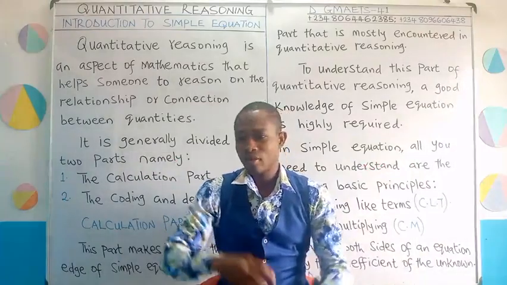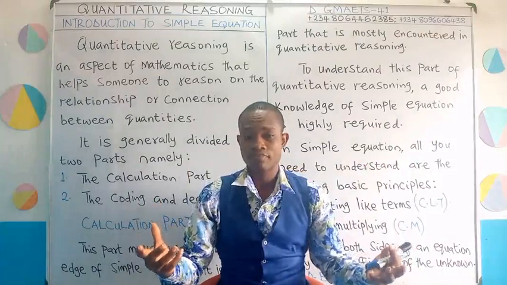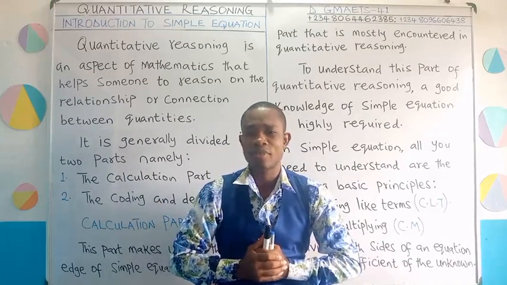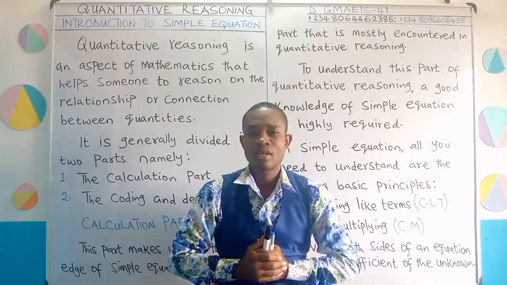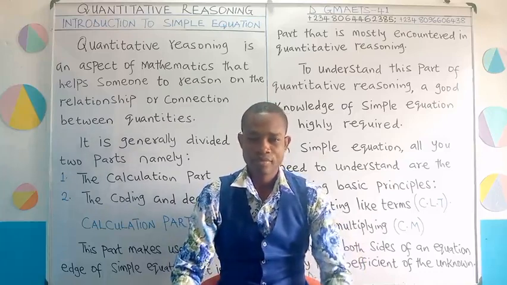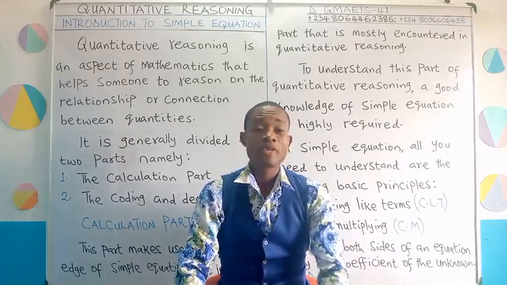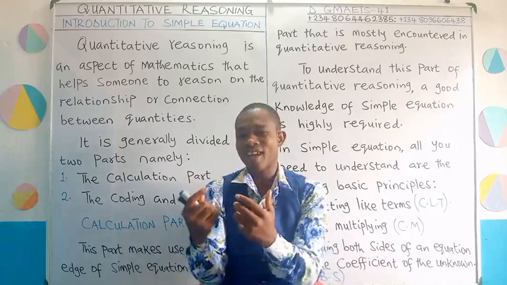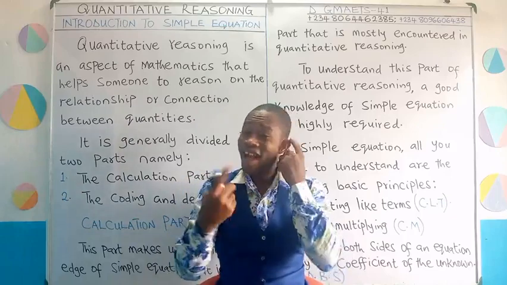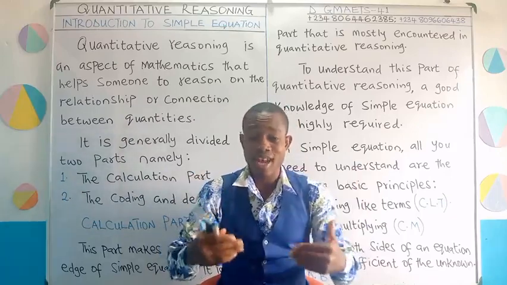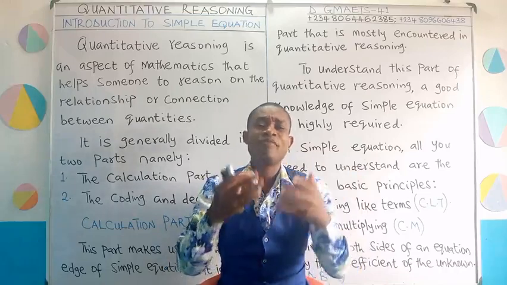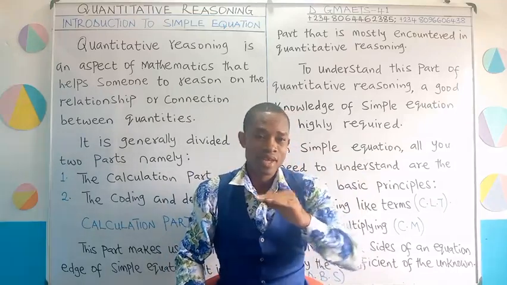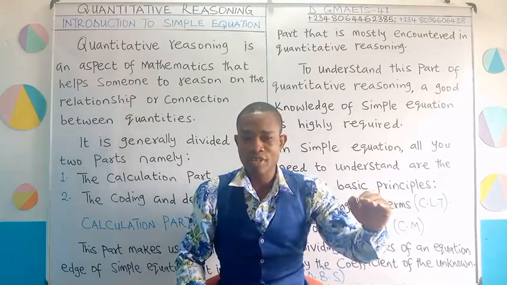What do I mean by all of the things I have said so far? Quantitative reasoning, let's say 95% of it is all about simple equation. I would like to tell you the two parts of quantitative reasoning. I've been talking about the part that deals with simple equation. I had to focus more on that. In fact, that is what this class will be based on, to help develop you in the aspect of simple equation, because with that, any problem we have in quantitative reasoning will be solved.